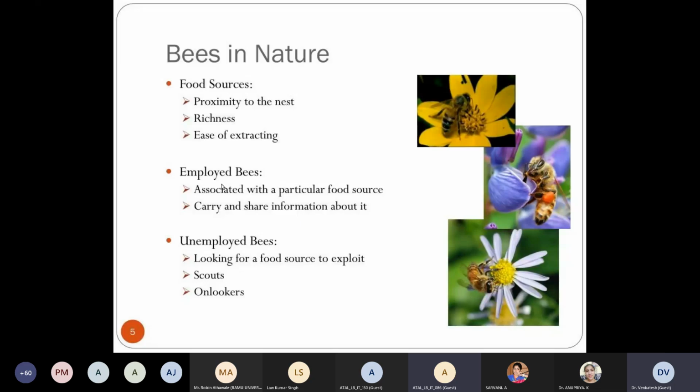So all this information these employed bees will have, and these unemployed bees will be waiting in the hive, looking for the employed bees to come to the hive, and there they will perform a dance operation, where they will share the information regarding their food sources. So based on the quality of the food sources, meaning how much nectar is there in the food sources, some onlookers can be recruited for that particular food source. We will see the job of these bees one by one.